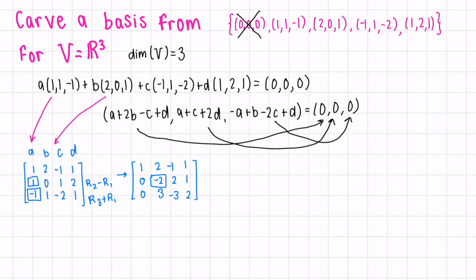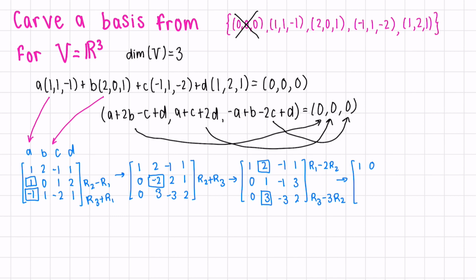If we divide by negative 2, we'll get fractions, so to avoid that, let's do row 2 plus row 3. Next, we want zeros above and below the leading one. Row 1 minus 2 row 2. Row 3 minus 3 row 2. Negative 1 plus 2, 1 minus 6. On the bottom we have 0, 0, negative 3 plus 3 is 0, 2 minus 9.